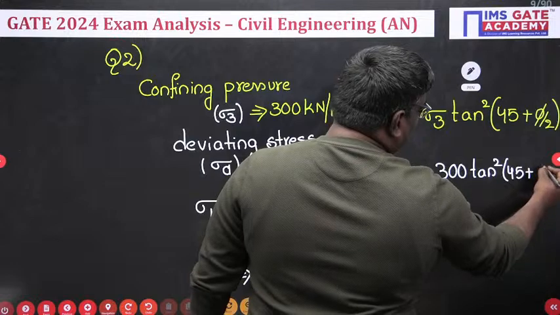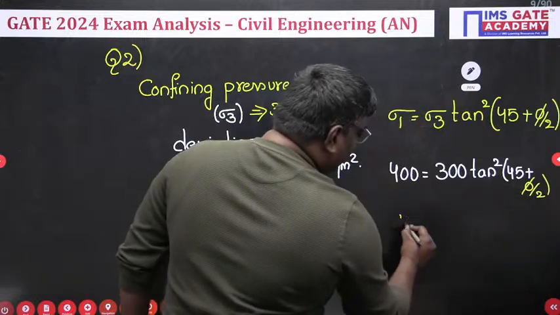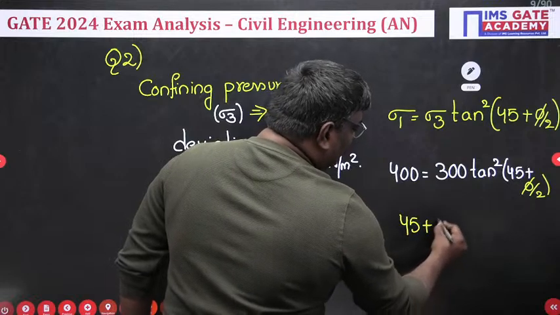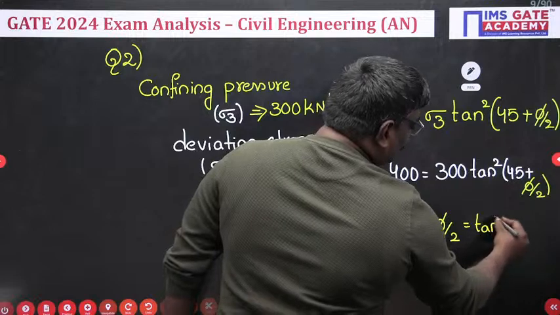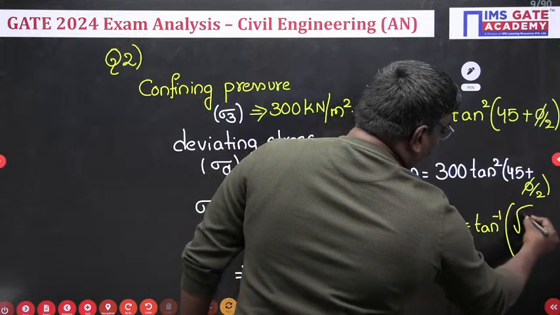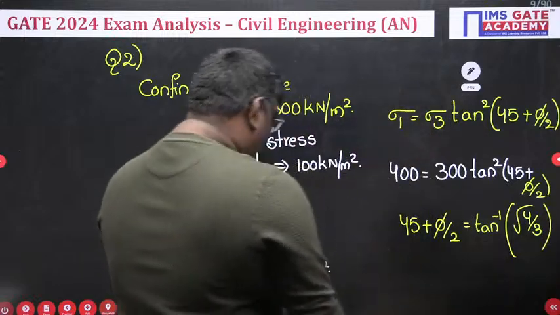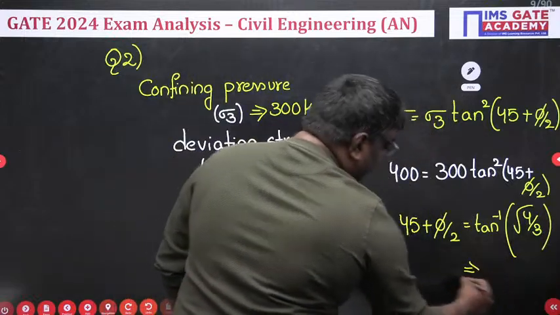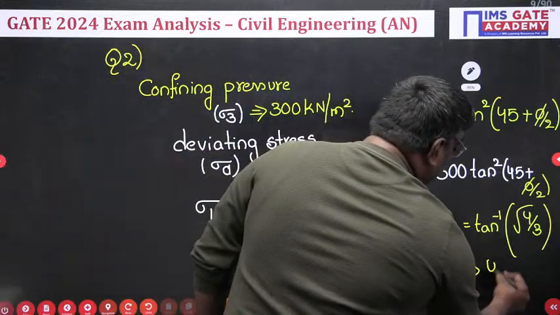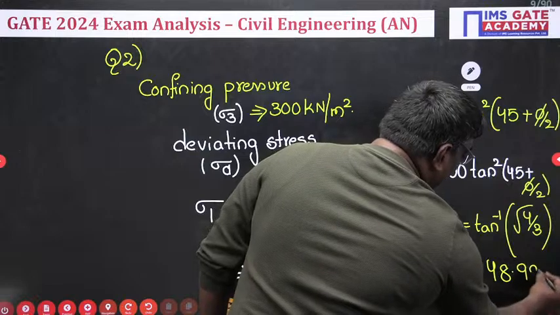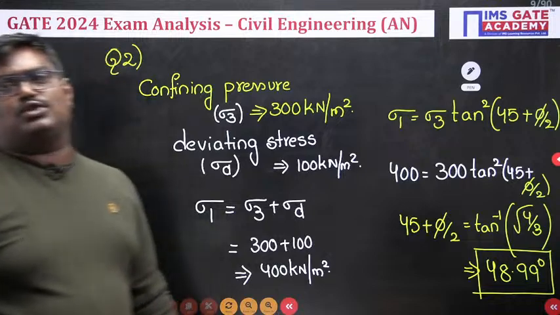Now my dear students, you can write that 45 plus phi by 2 is equal to tan inverse of square root of 4 by 3. If you solve this, you will get 45 degrees plus phi by 2. It was directly asked, and the answer here is 48.99 degrees. So this is the answer for this solution.